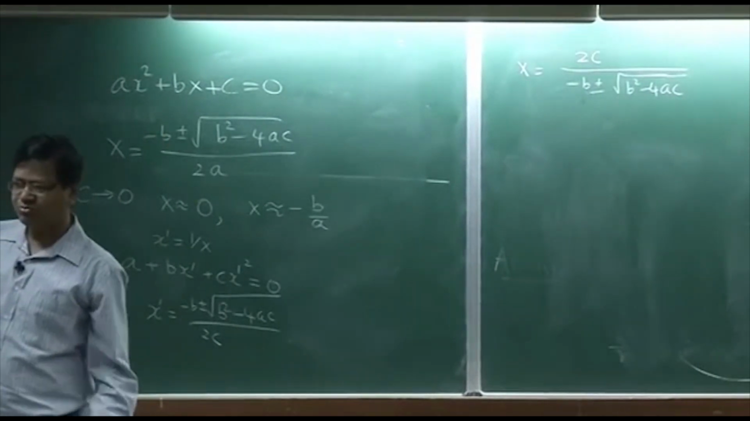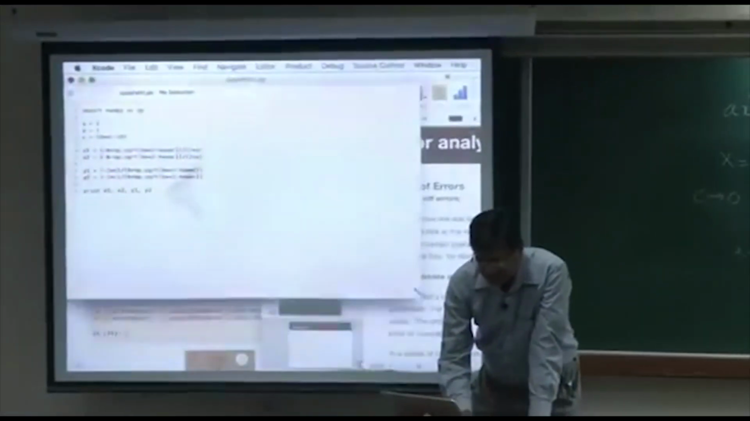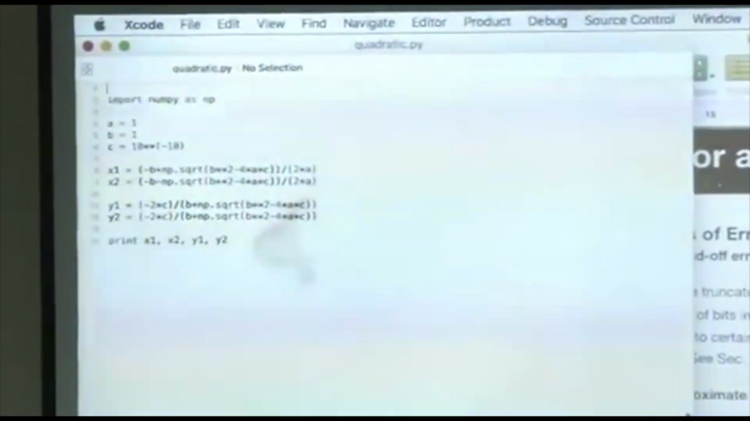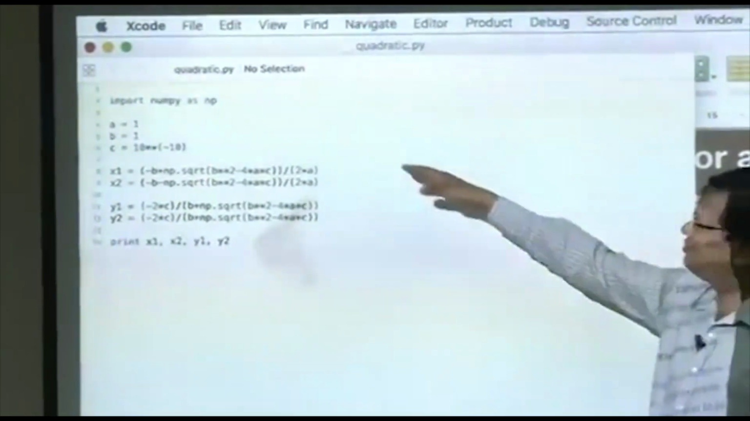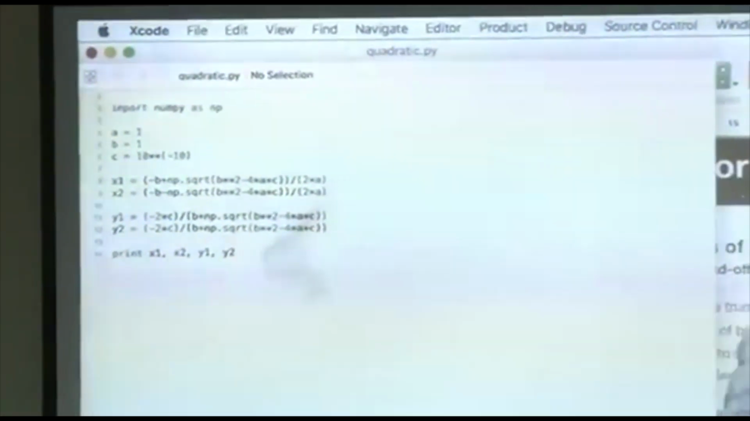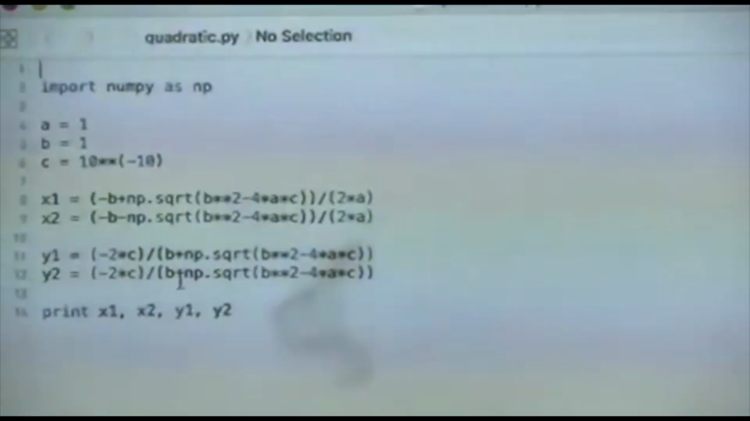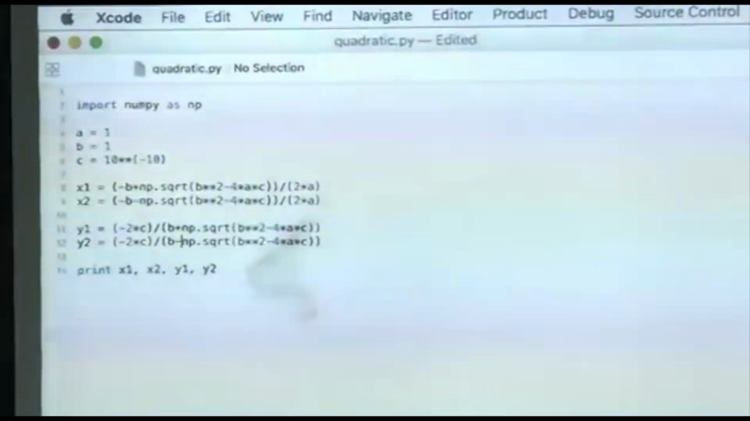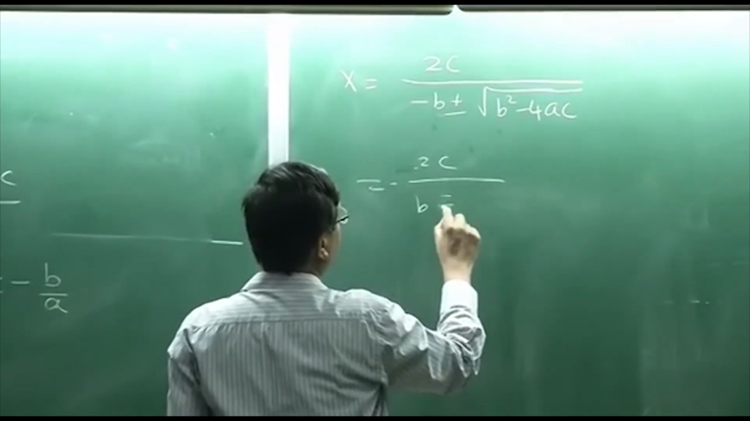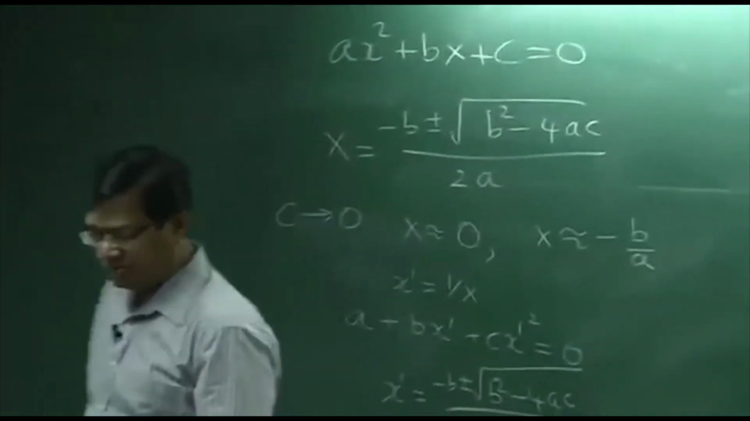So, I will just show you what the results are for these two. The numbers I have chosen are a equal to 1, b equal to 1, both are equal, but c is 10 power minus 10, okay, a small number, and I just coded the formula. I use numpy, np, and the first two answers are these values, and the next ones, y1 y2, are these two values. So, there should be a minus sign here. Minus 2c, I have taken the minus sign outside. So, minus 2c divided by minus plus. Okay. So, minus minus outside, so there will be a minus sign. Okay. So, let us run it.